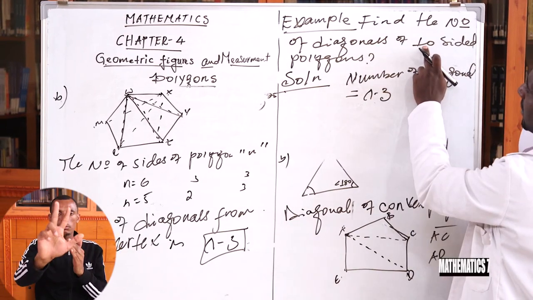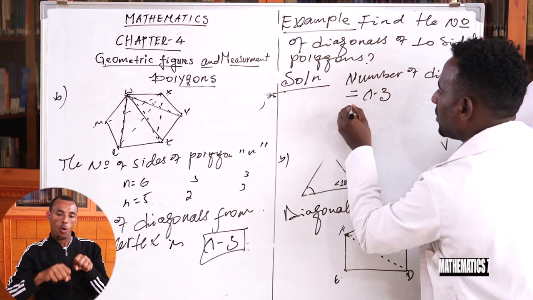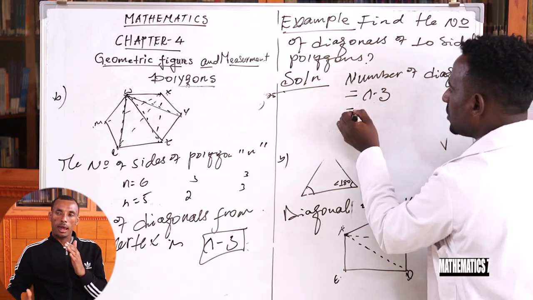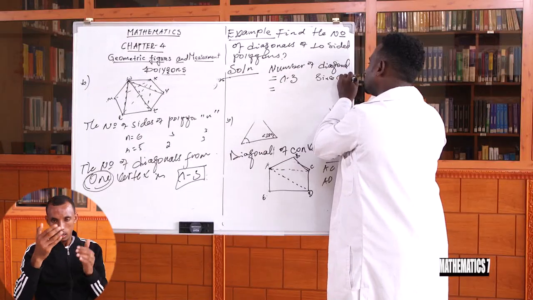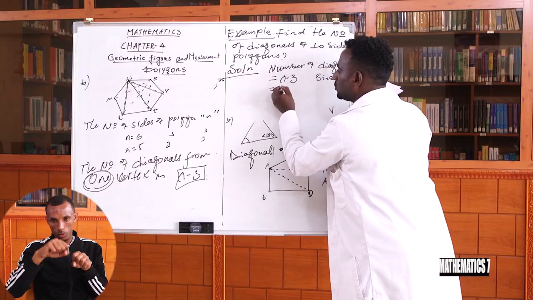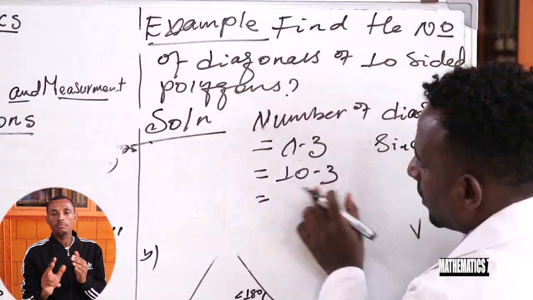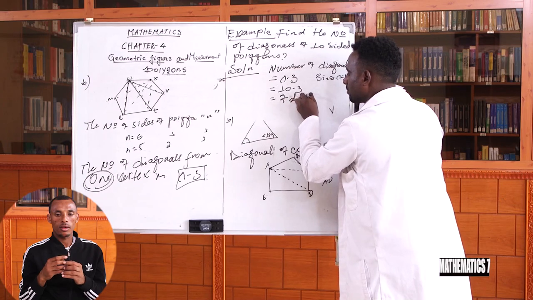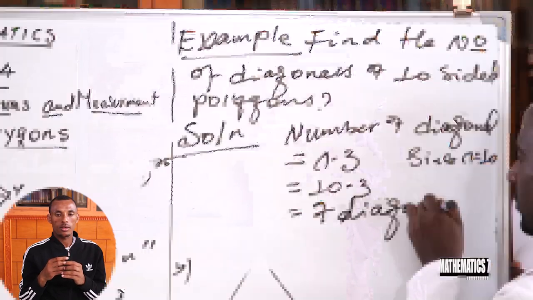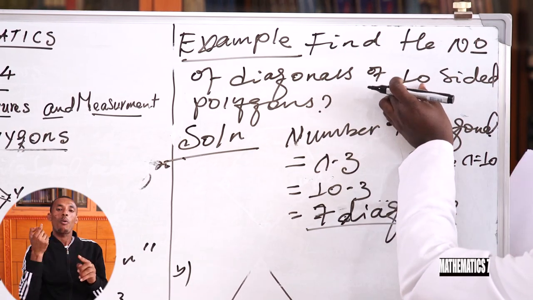How many sides are there here? 10 sides. So n is equal to 10. n minus 3, 10 minus 3, is 7. We get seven diagonals from a 10-sided polygon.